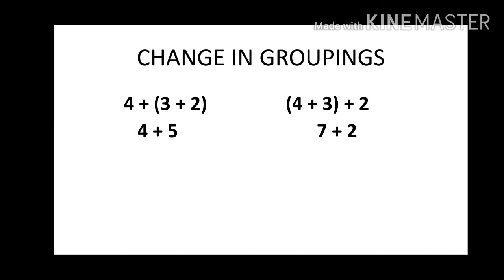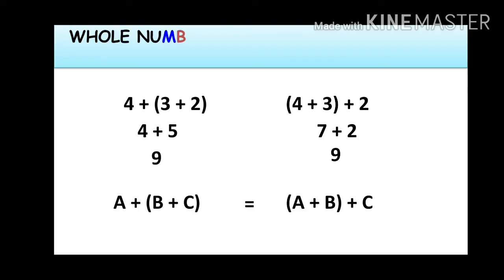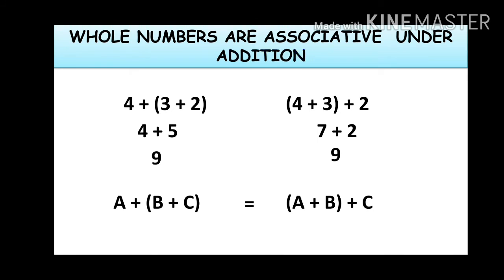So we get 4 plus 5 and here 7 plus 2. That is, both of them equal 9. So we can say whole numbers are associative under addition. So when you say associative, that means groupings. So we can group the whole numbers in any order.